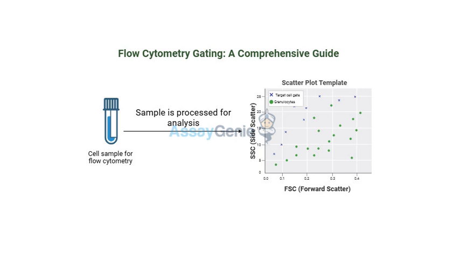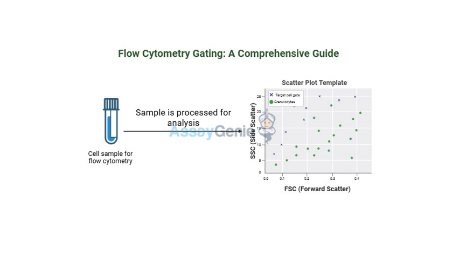Okay, so where do we even begin with gating? It's like looking at a galaxy of data points. It all starts with getting a basic ID for each cell, and we do that by looking at forward scatter and side scatter, FSC and SSC. These parameters basically give us a sneak peek into the cell's physical characteristics. So it's like a mugshot telling us, is it a big cell? Is it a small cell?